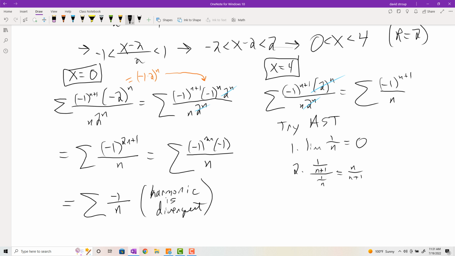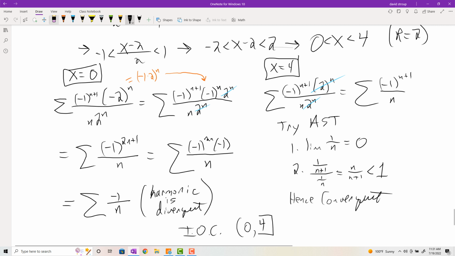So n over n plus 1, you have something small over something bigger. That's definitely less than 1. So by the alternating series test, this thing is convergent. So hence, convergent. Okay, so at the end of the day, the interval of convergence, the IOC, is going to go from 0, which is divergent, all the way to 4, which is convergent.